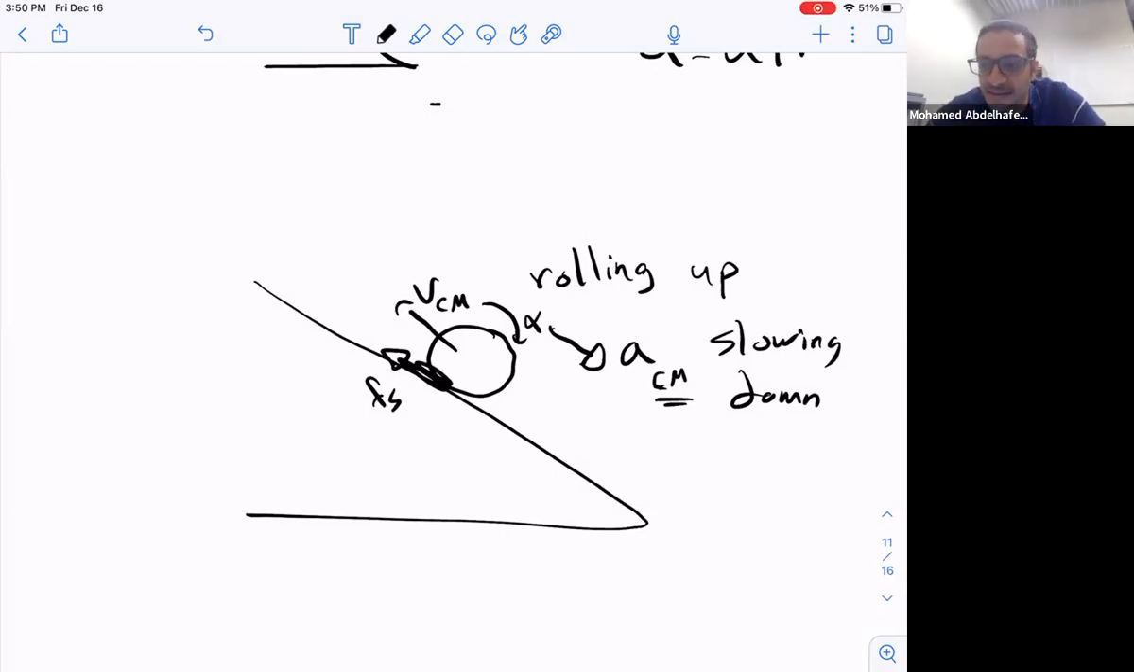So by the way, on the inclined plane, the acceleration is always down. Yes, on the inclined plane, because gravity is pushing you down.